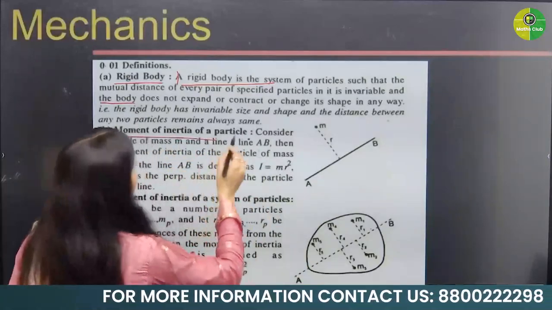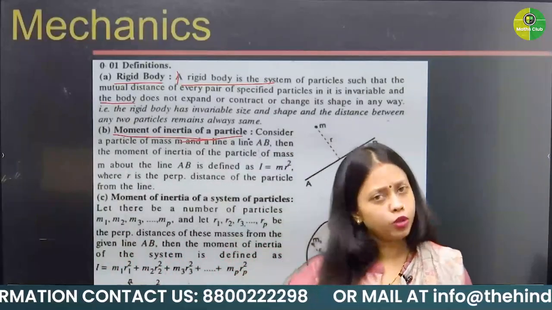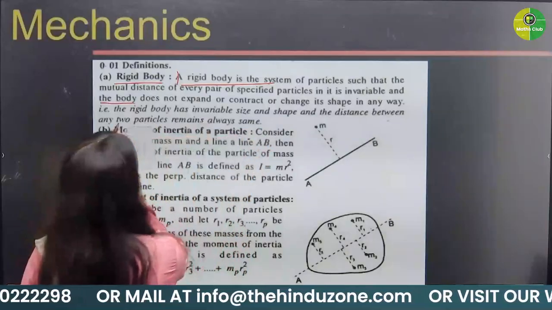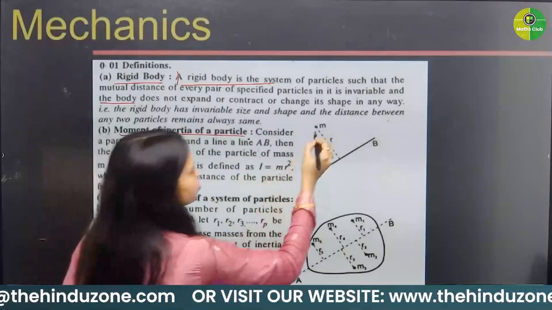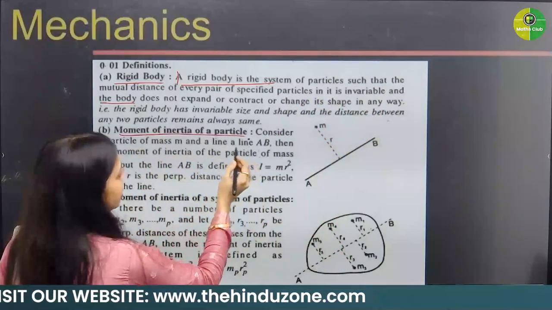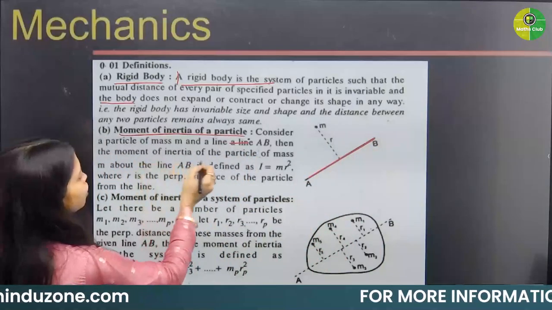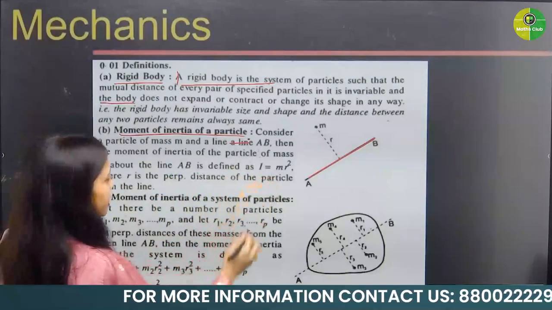Moment of inertia of a particle, we have a simple formula for that. Okay, and this formula will be used throughout our questions as well. So this says moment of inertia of a particle. Consider a particle of mass m, and there is a line. This is the line AB. Then the moment of inertia of the particle of mass m about the line AB is defined as I is equal to mr square.